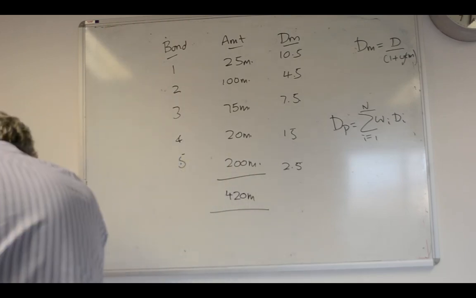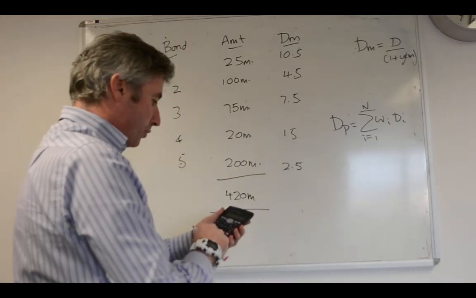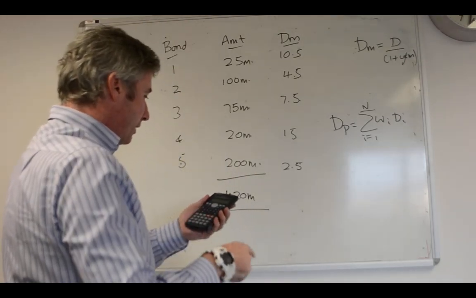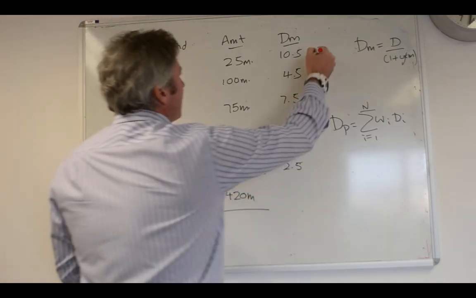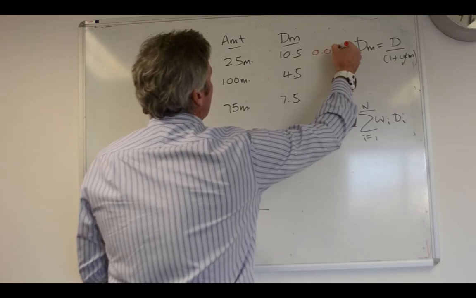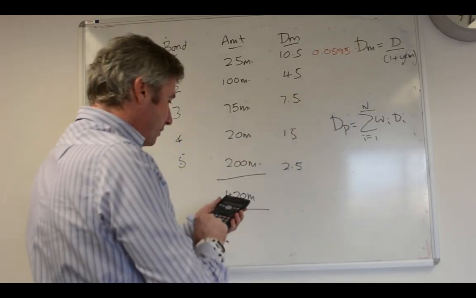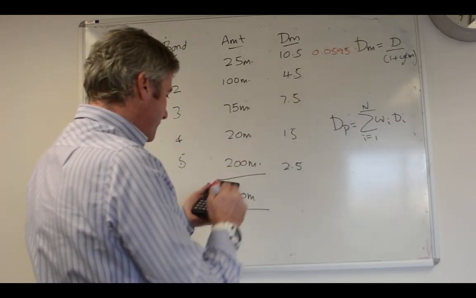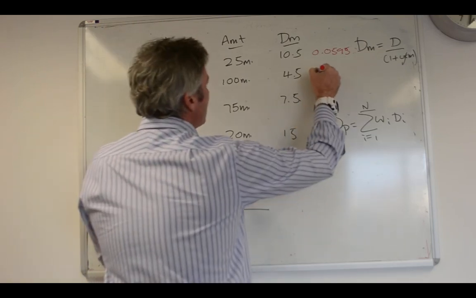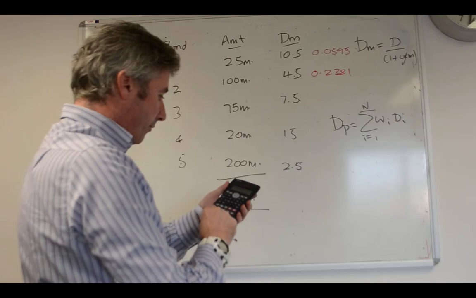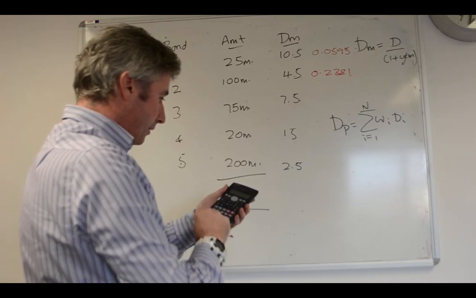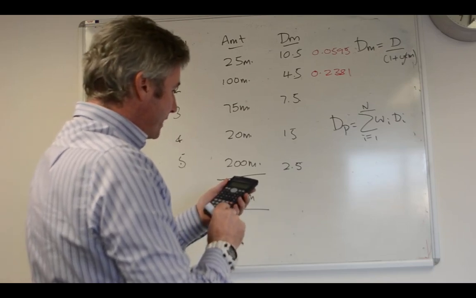So let me just work out the weights of each bond now. 25 divided by 420, you can see that's 5.9%, or 5.95. So that's 0.0595. 100 divided by 420, you can see is 23.81, so 0.2381. 75 divided by 420 you can see is 0.1786.